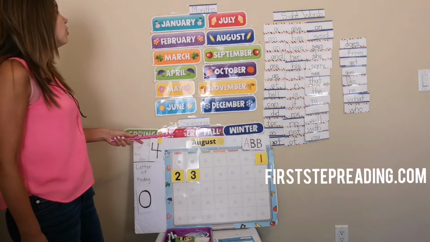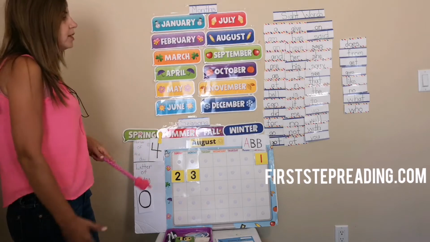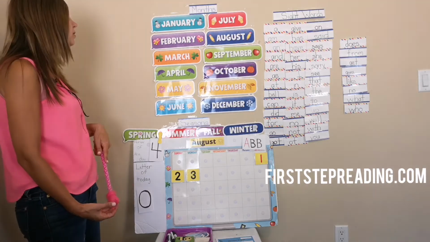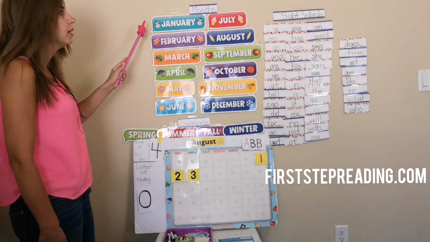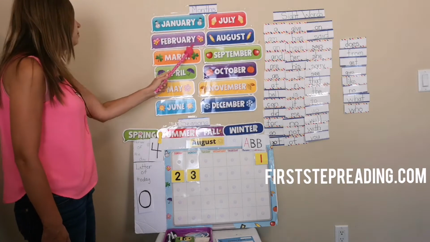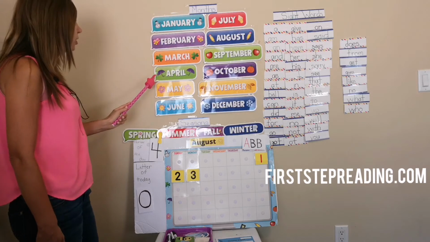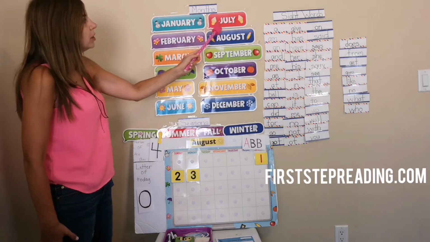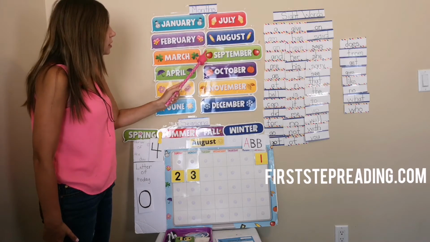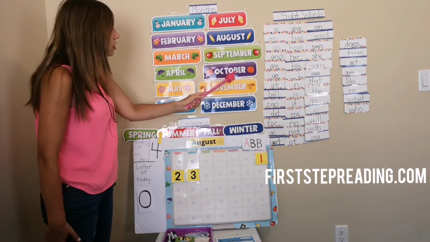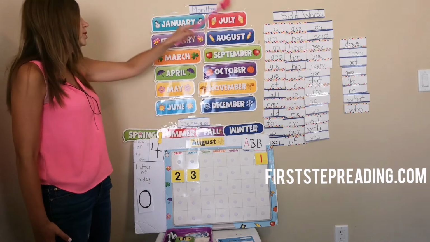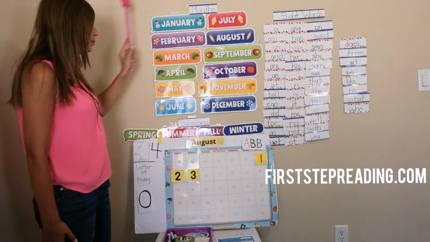So we're going to go over the months of the year. How many months are in a year? 12. Can you say them with me? January, February, March, April, May, June, July, August, September, October, November, December. Those are the 12 months in the year.